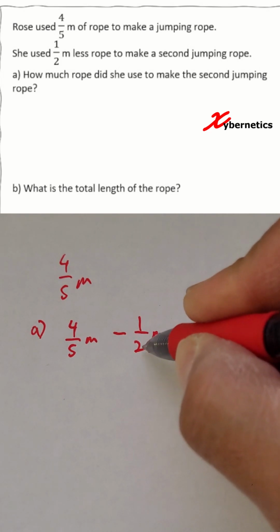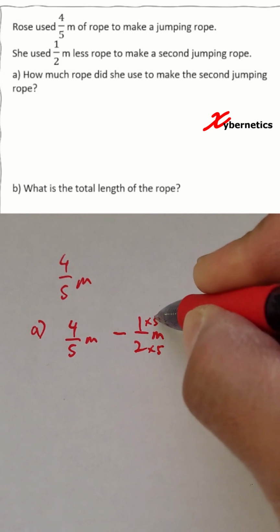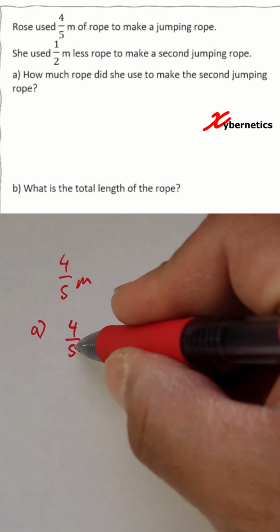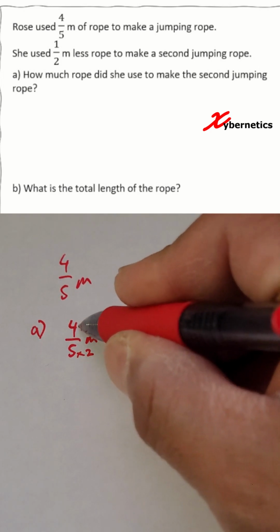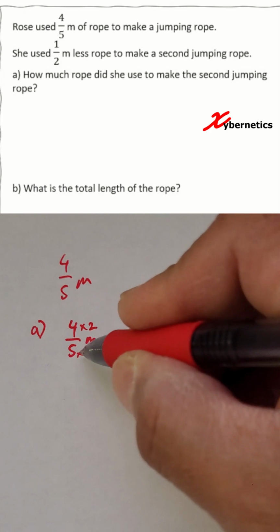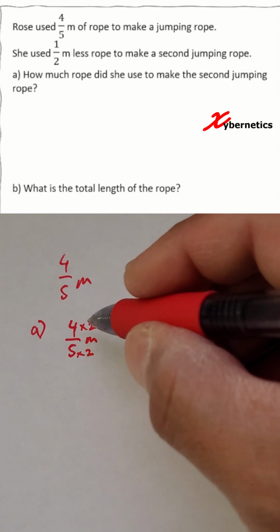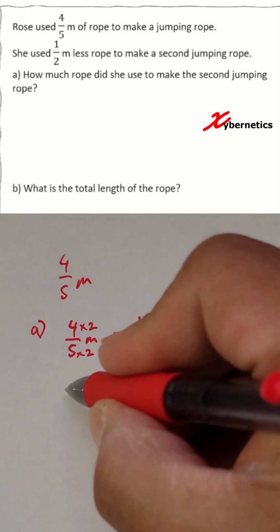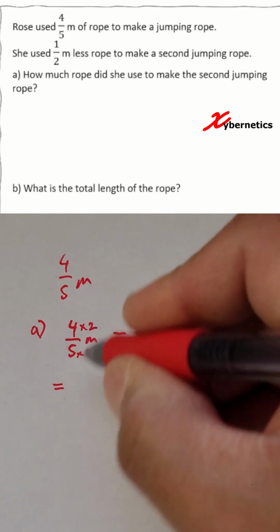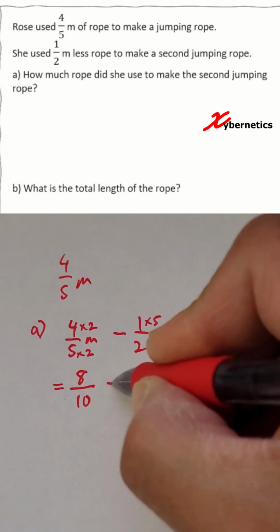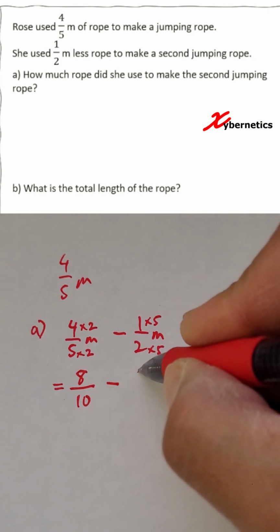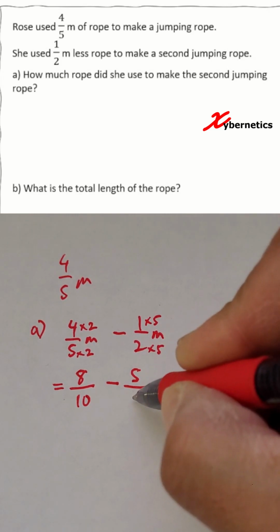And whatever you do on the denominator, you're going to have to do the same thing on the numerator here. And likewise, in order to get 10 from 5, you just multiply that by 2. Again, multiply by 2 here because you multiplied the denominator by 2. The numerator, you're going to have to multiply by 2 as well. Now I'm going to go ahead and solve this. 4 times 2 will be 8. 5 times 2 will be 10. Minus 1 times 5 will be 5. And 2 times 5 will be 10.